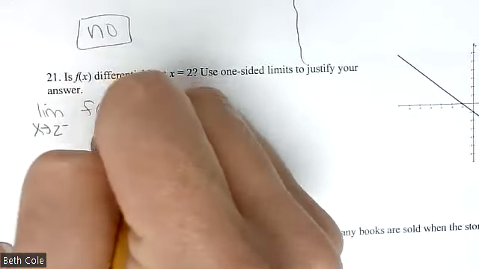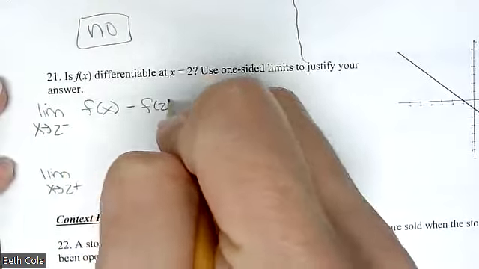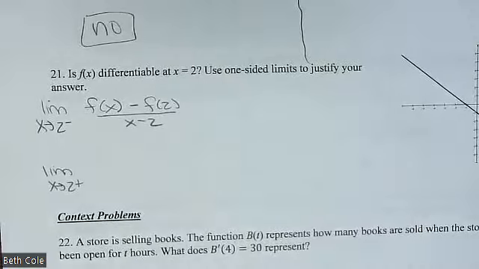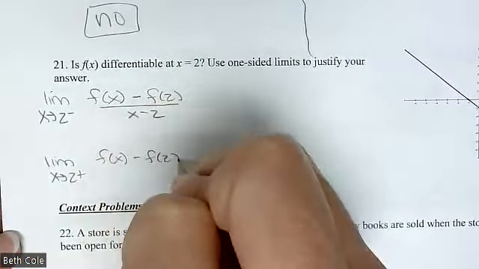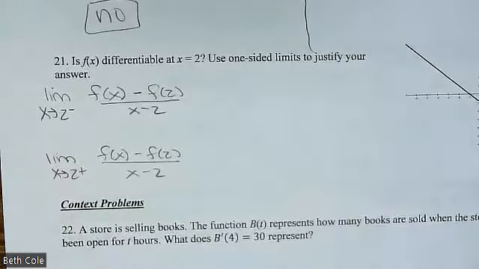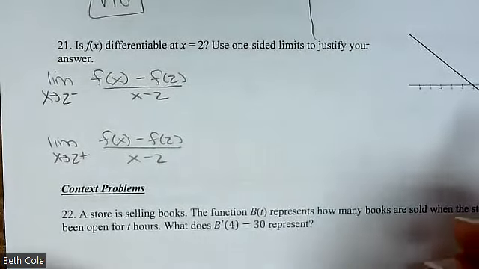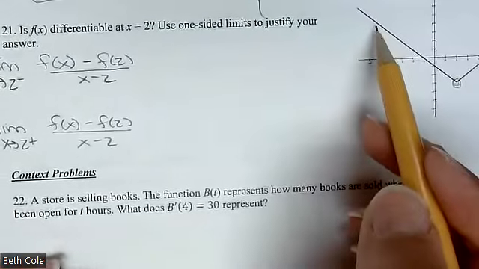It's going to be f of x minus what? F of 2, good, over x minus 2. You just need to know the setup, and you're going to repeat that. Hey, that's cool. It looks like you're just writing the same thing over again. Yep. Just one says from the left and one says from the right, but it's the exact same thing. It's the definition of derivative. It's what derivative means.